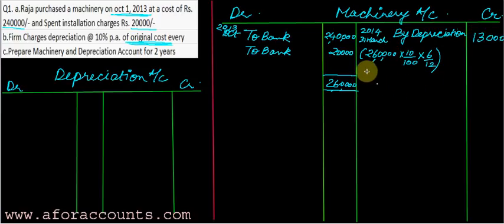The remaining will be my balance. By balance carried down, and out of 2,60,000 subtract 13,000, that will be 2,47,000.